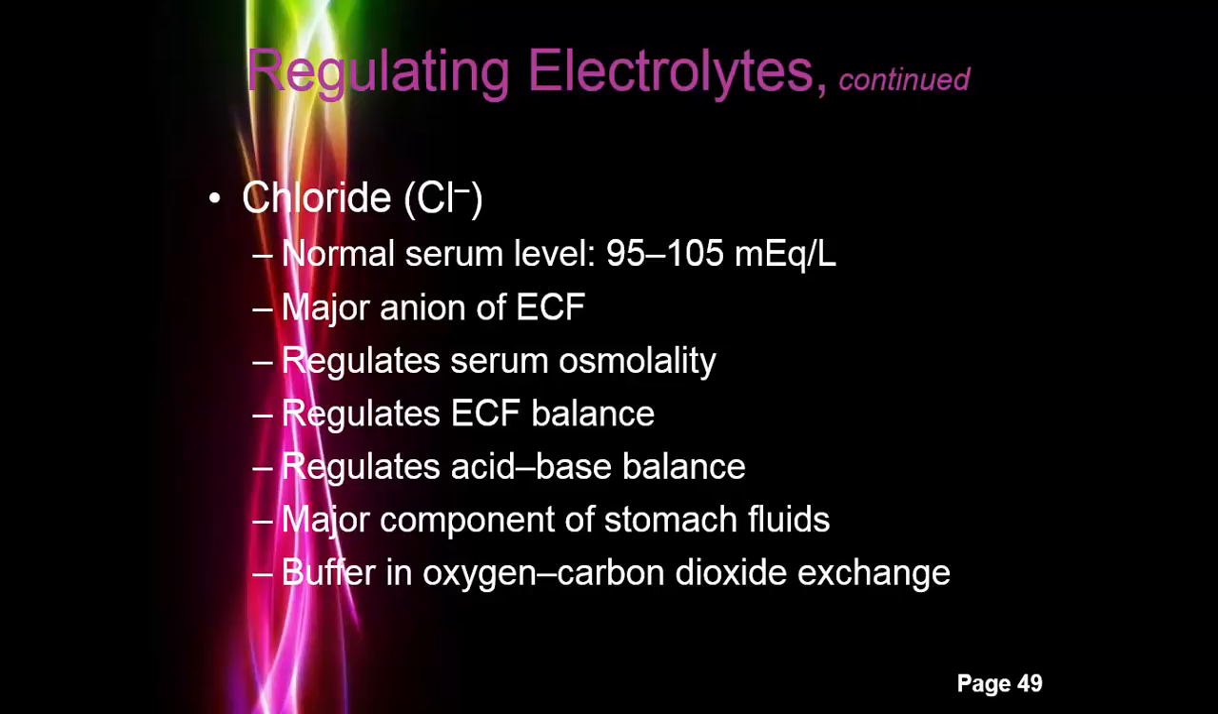All right, looking at chloride, normal serum levels are 95 to 105 milliequivalents per liter. It is a major anion of extracellular fluids. It works with sodium to help regulate serum osmolality and blood volume, regulates your extracellular fluid balance, and regulates acid-base balance. It is a major component of stomach fluids and stomach acids. It is a buffer in the oxygen-carbon dioxide exchange system. Chloride follows sodium and it is found in the same foods as sodium.